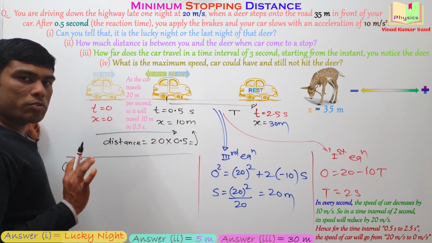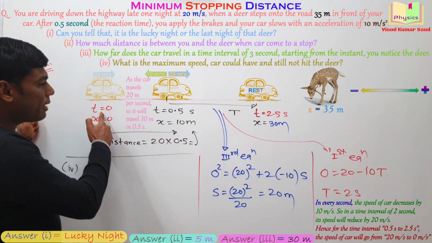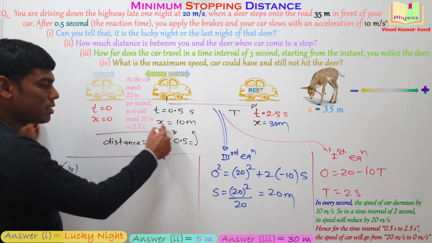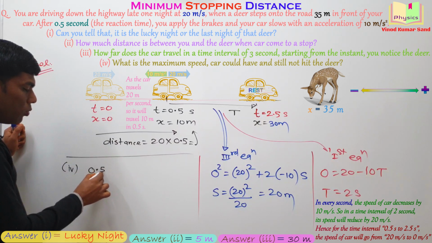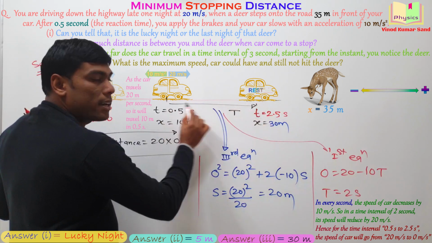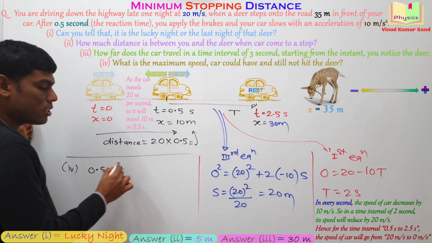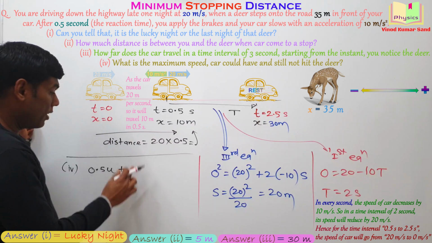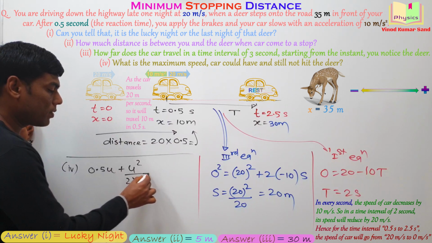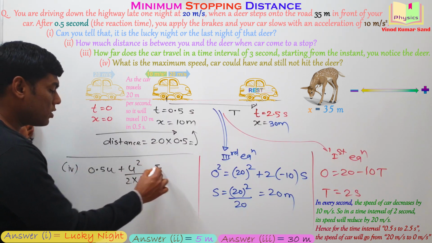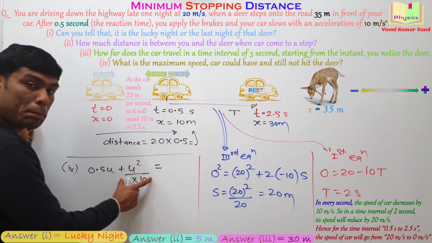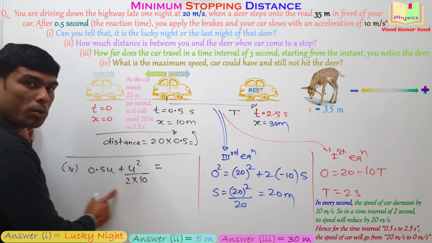Suppose the maximum speed of the car is u. Then for the time interval 0.5 second, car will keep on moving with that speed only. So how much distance the car will travel? 0.5 u. Okay. And then with the speed u, it will travel here some braking distance. Formula for the braking distance we already know, u square by 2a. So u square by 2 and acceleration here had the magnitude 10. Clear? This is the total distance. This is the distance traveled during the reaction time. This is the braking distance and it gives you the minimum stopping distance.